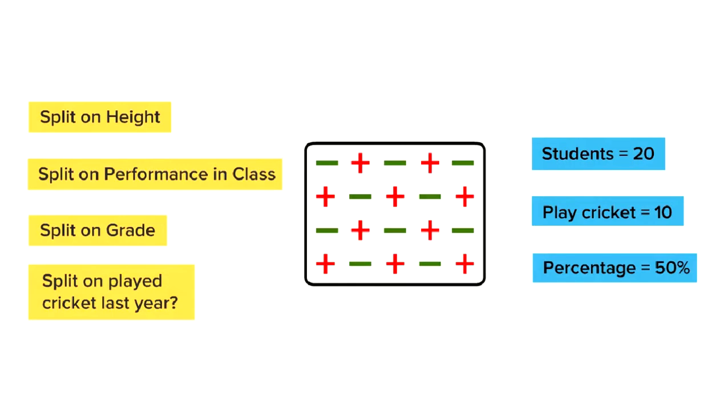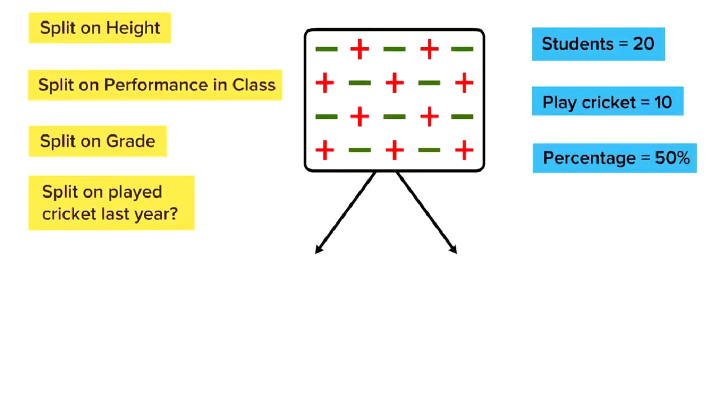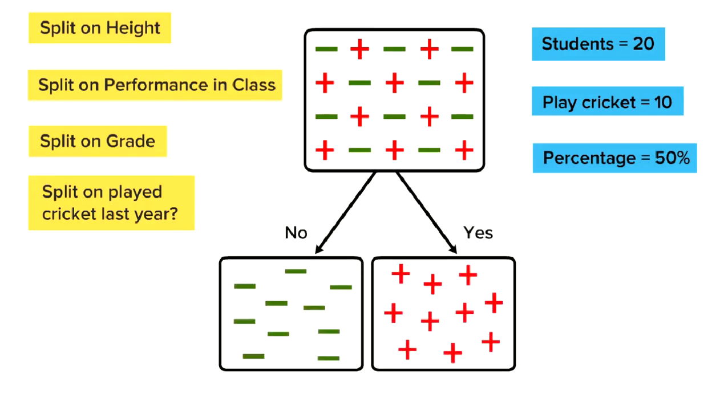Consider we have one more feature of the students, which tells us whether the students played cricket last year or not. Now let's say we split the entire data based on this feature. There will be two categories, which are yes and no. Generally, students who played cricket last year have higher chances of playing cricket this year as well. And hence, after the split, we got the following distributions. You can see it has separated all the positives from the negatives.